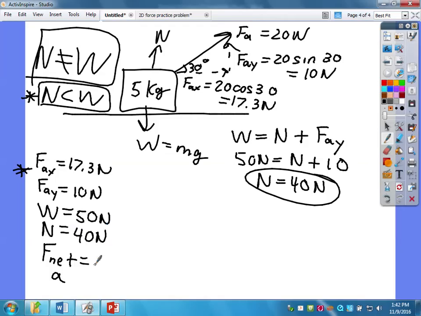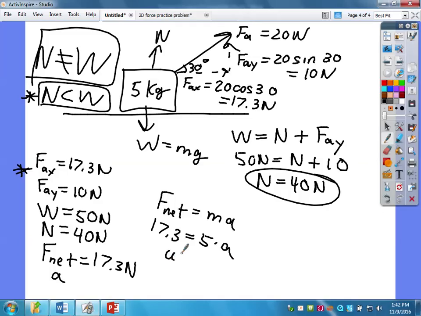Net force is going to equal the F_Ax because that's the only force making it accelerate, so 17.3 newtons. And then I do F net equals m a: 17.3 equals 5 times a. This will equal 3.46.